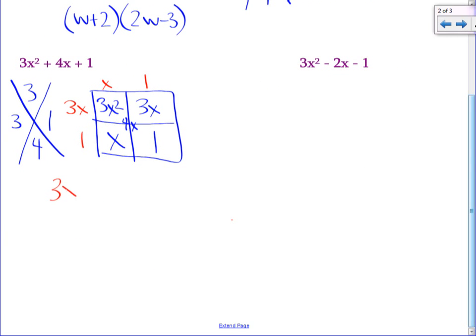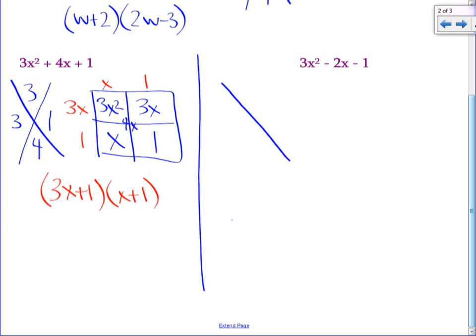So we've got 3x plus 1 and x plus 1. Questions on that? We need to get really good at this so that it takes really not a whole lot of effort except for finding the two numbers. The hardest part should be this step right here where you're finding the two numbers that work.